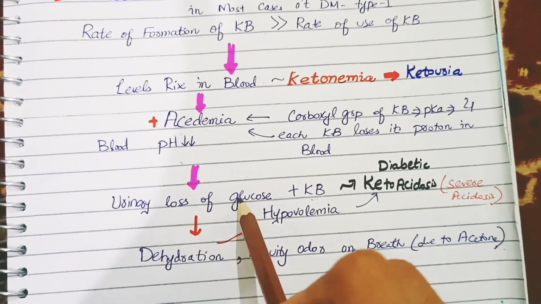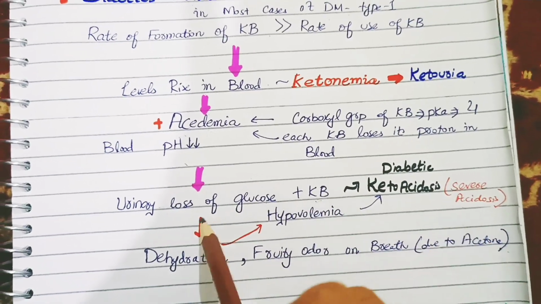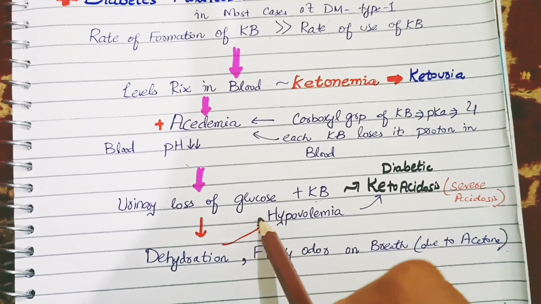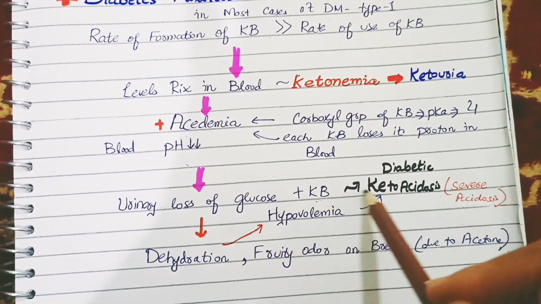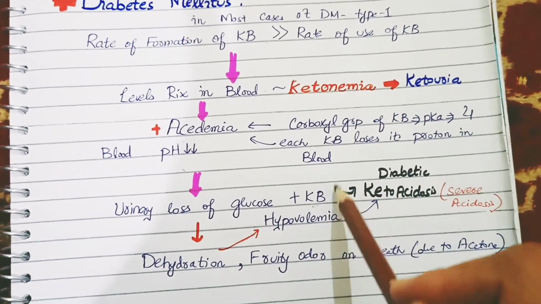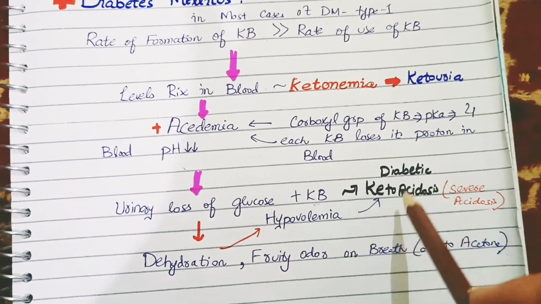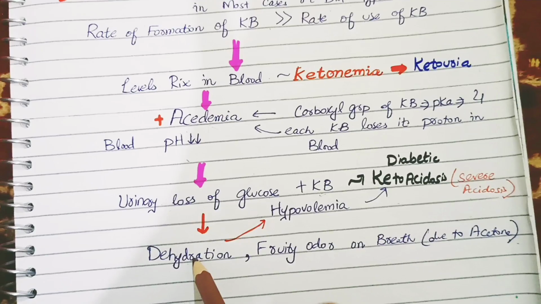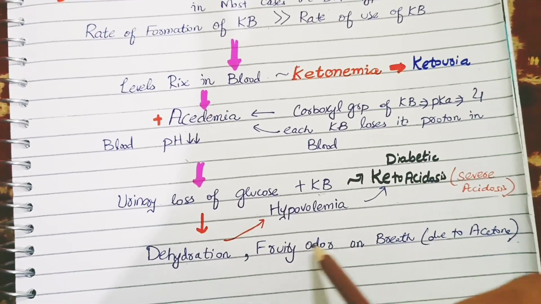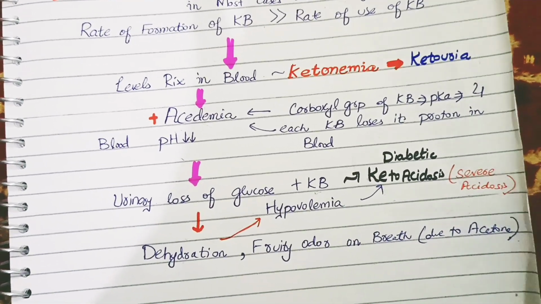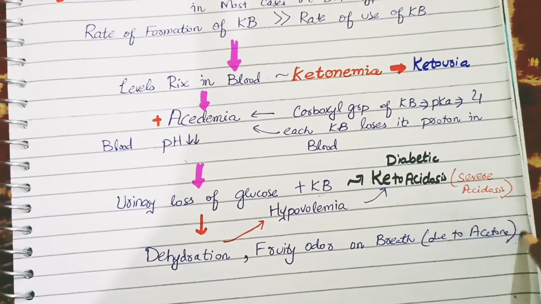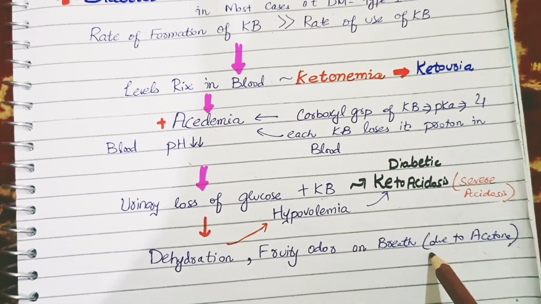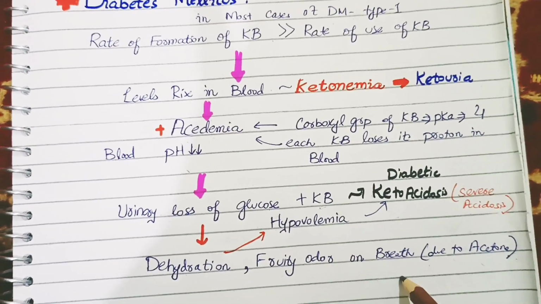Now due to the urinary loss of glucose and ketone bodies, there is a severe type of dehydration, and this dehydration results in severe hypovolemia. So this whole condition, which is a severe type of acidosis, is called diabetic ketoacidosis. One other point to be noted in case of diabetes mellitus, as we know, is that acetone cannot be metabolized further in the body and is exhaled in the air by breathing. So there is a fruity odor in the breath of a diabetes mellitus type 1 patient.